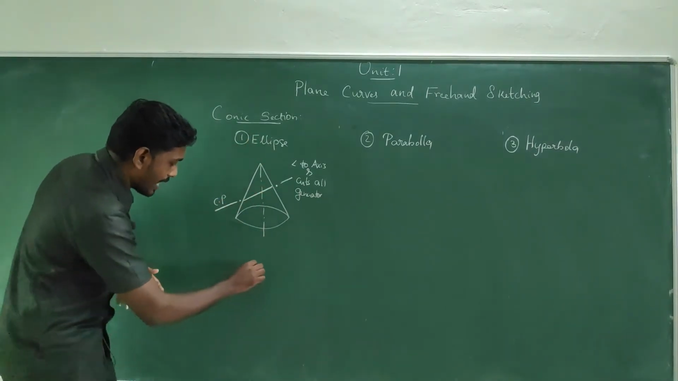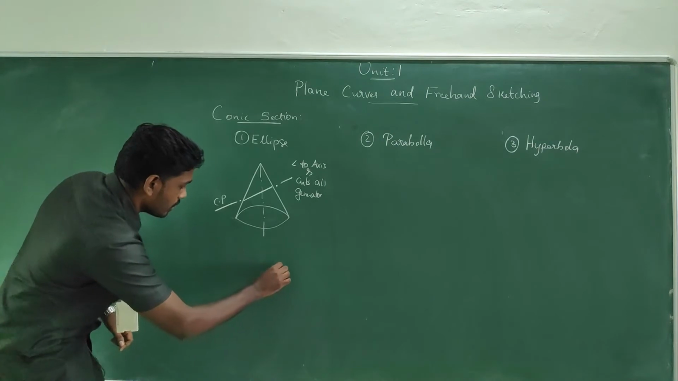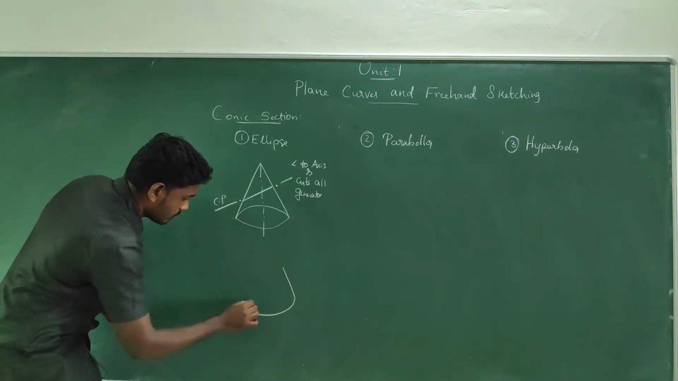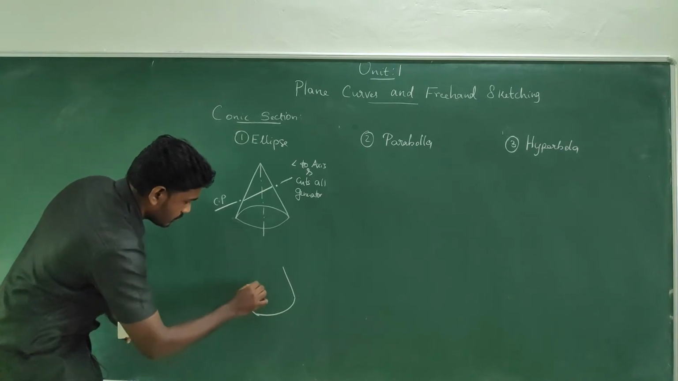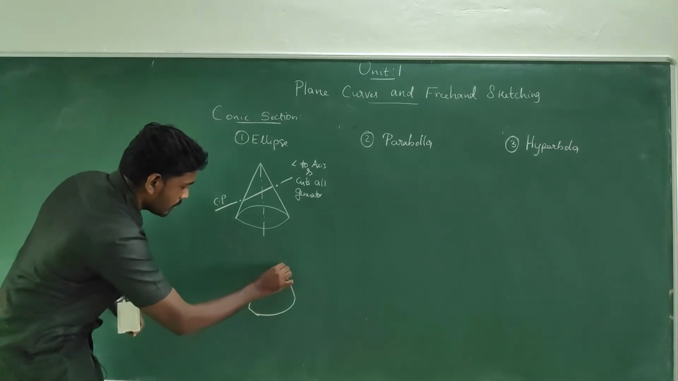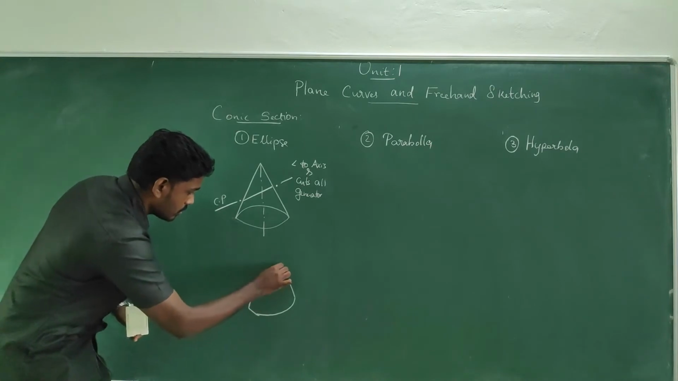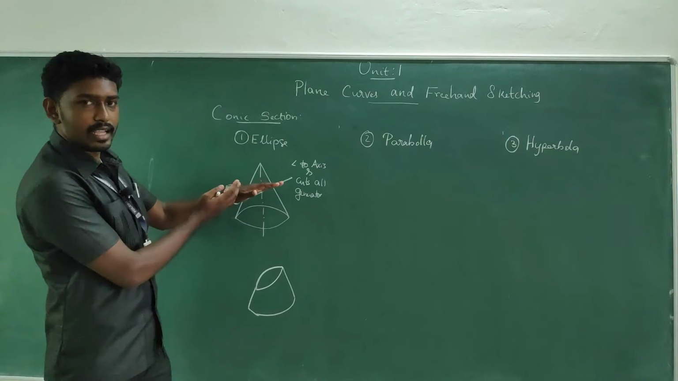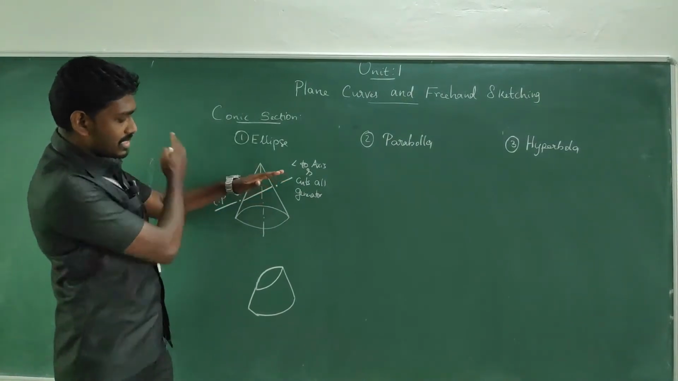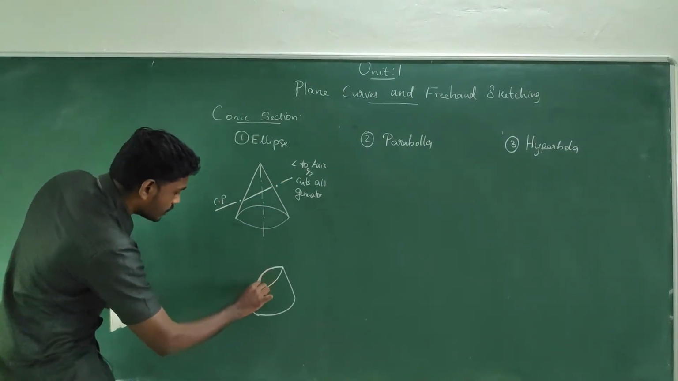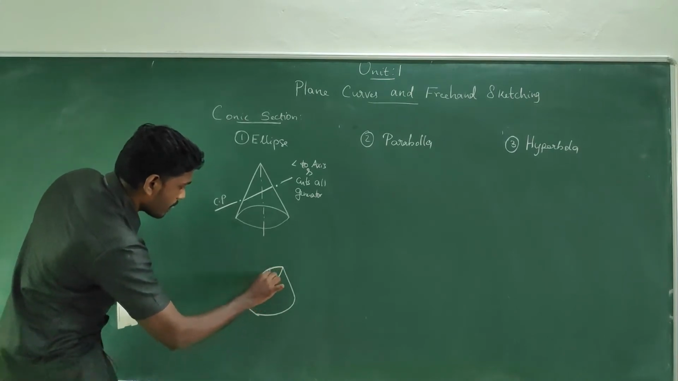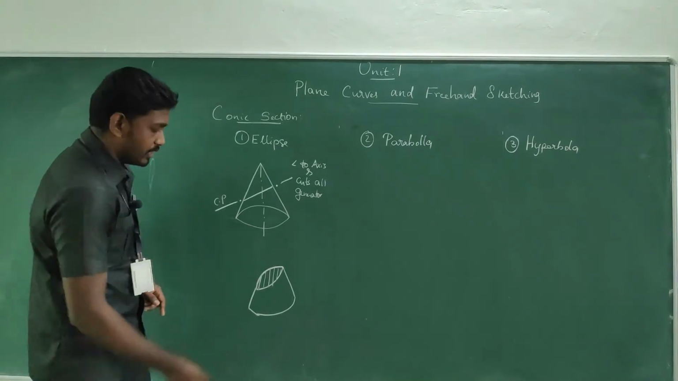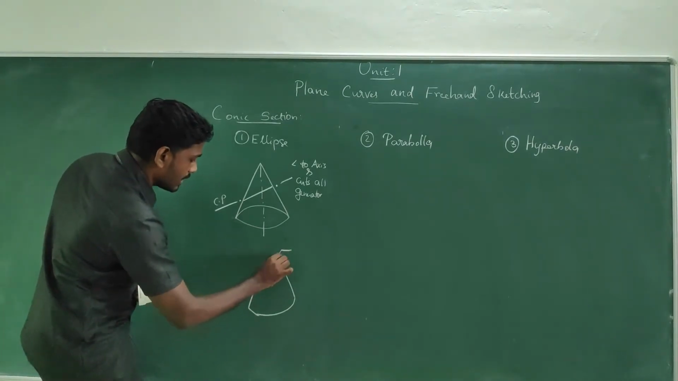Okay, so I can show you in the 3D view. If a cutting plane cuts and sections, and the above region is removed, then you could see the top view of this cone, a shape which is called an ellipse.